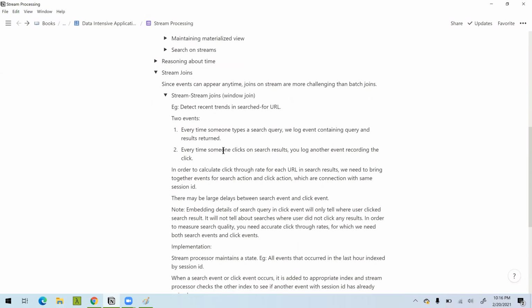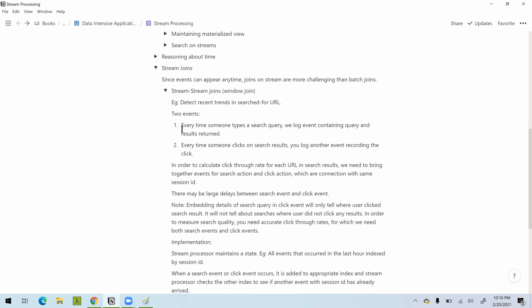When you are building this kind of system, you have two event sources. One event is that every time someone types a search query, you generate an event that for this session ID, this search query was performed, right? And these were the results returned. The second event that you will generate is when someone clicks on any of those search results. Then you will log another event saying that the user has clicked on this search result, right?